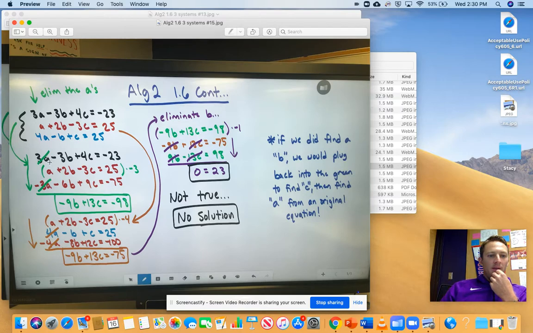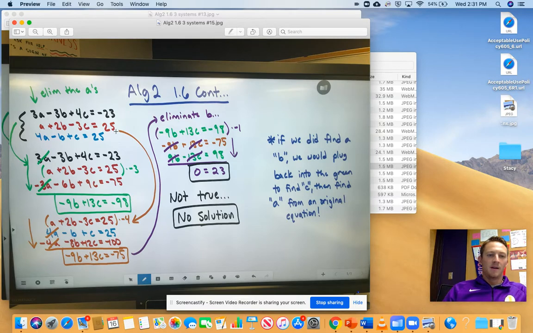So right here we have the black and the red. I want to eliminate the a's, so I have positive 3a up here. That means this needs to be negative 3a, so I need to multiply everything by negative 3 to make this a negative 3a, as we wrote on the bottom here in the red. The 3a and the negative 3a cancel. Negative 3b and negative 6b is negative 9b. 4c, 9c, positive 13c, negative 23, negative 75, add up to negative 98.